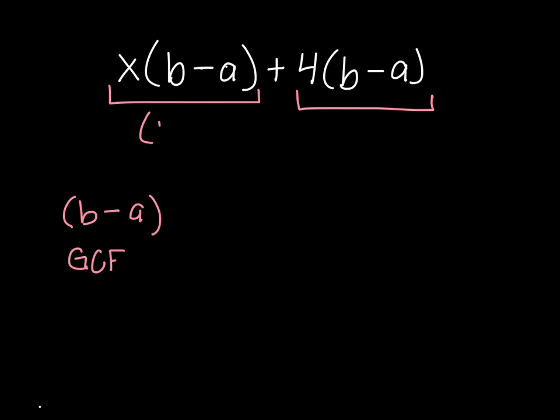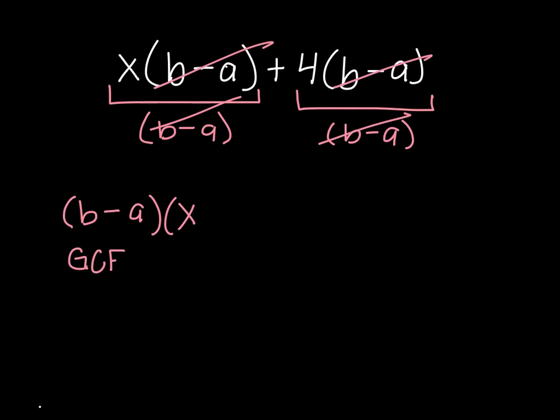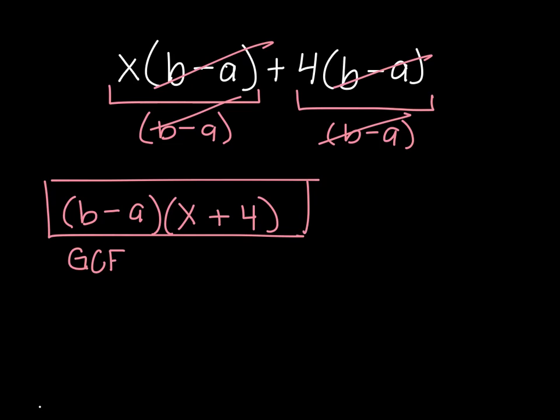So what I'm going to do is factor out a b minus a out of each, which means those will cancel, and left over, all I have in that first term is x. Those will cancel, and all I have in the second term is 4. So I've now factored the original problem.